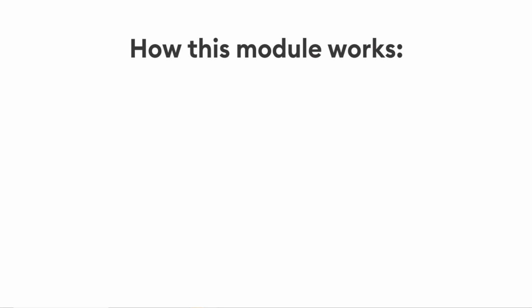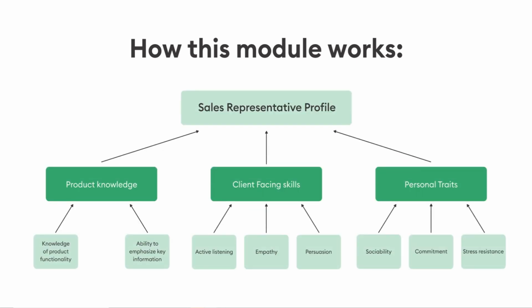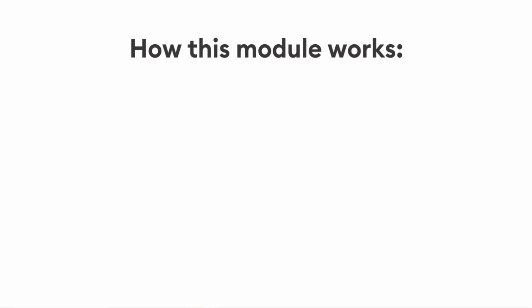Now let's see how this module works when evaluating sales representatives. First, you need to create competencies that your employees will be evaluated on. For example, it can be product knowledge, client-facing skills, and personal traits. A specific set of competencies can be combined into groups to organize the competency structure in your iSpring Learn account.